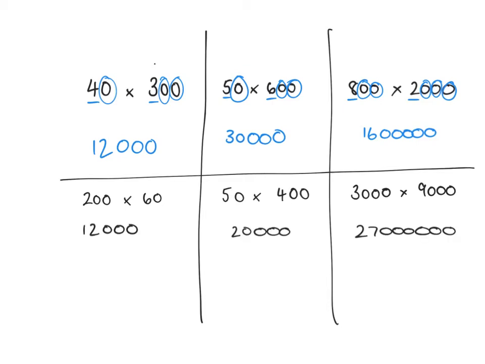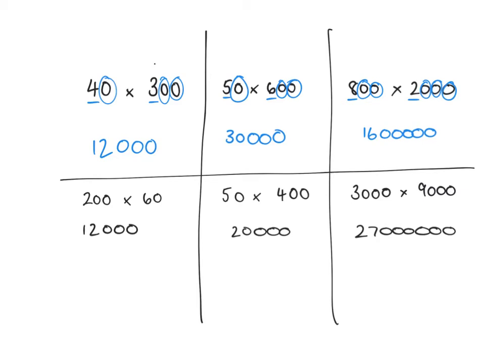We've got the answer of 12,000. 2 times 6 is 12, and I ignored 3 zeros, so I put them on. For the second one, we've got 20,000 because 5 times 4 is 20. I ignored 3 zeros, so put them on the end. And for the final question, I've got 3 times 9 is 27. Then there's 6 zeros that I ignored, so I put them on.